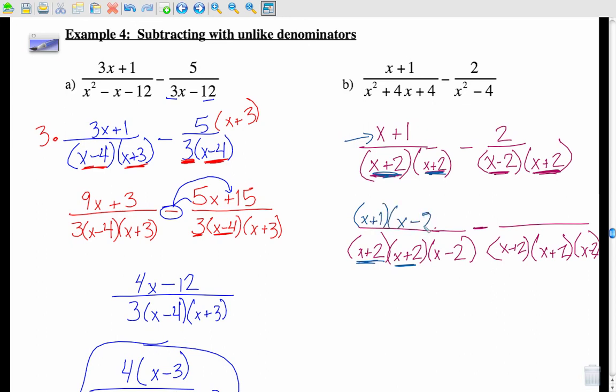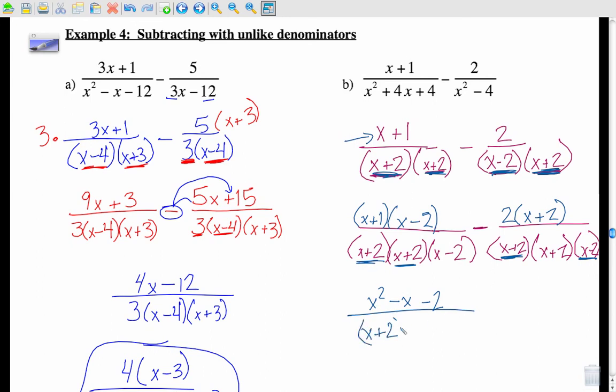This one here is missing one. It's got an x plus 2 and an x plus 2. It's missing an x minus 2. So that's what I have to multiply up here. So it ends up being an x plus 1 times x minus 2. This one is missing one x plus 2 because it has an x plus 2 and an x minus 2. So that takes care of this one and this one. It's missing one x plus 2. So 2, x plus 2.